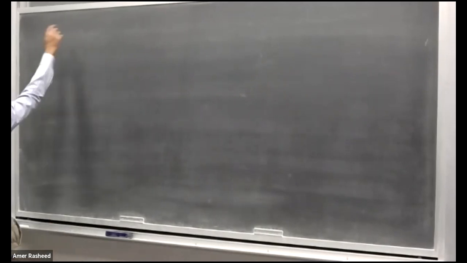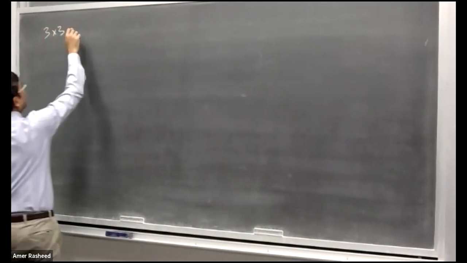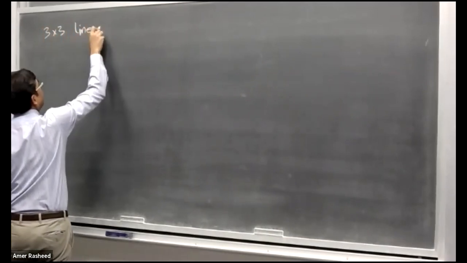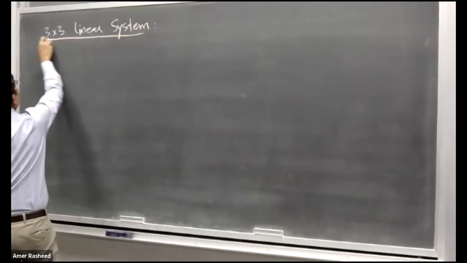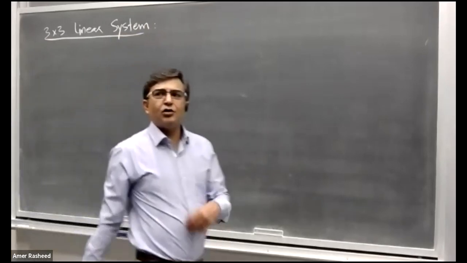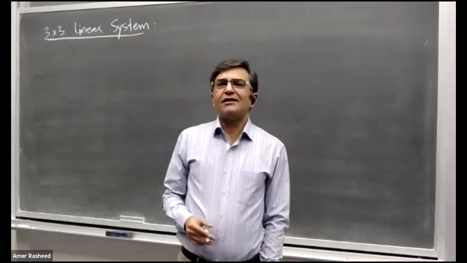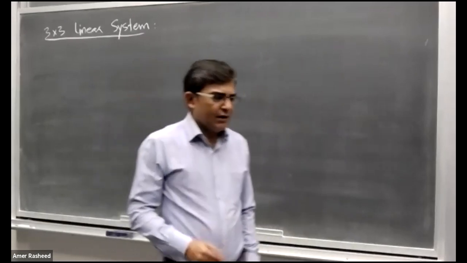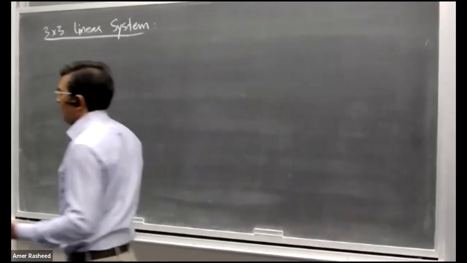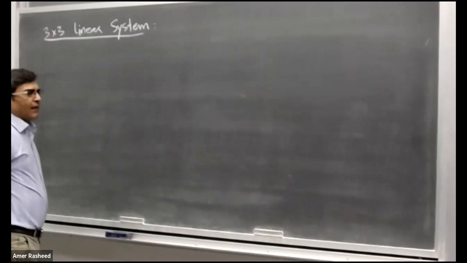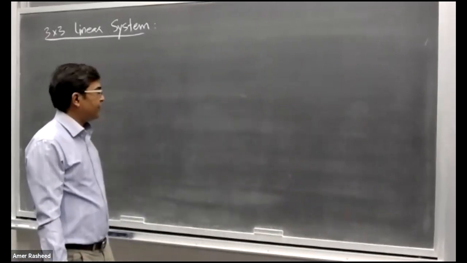So a 3 by 3 linear system, today we are going to discuss this 3 by 3 linear system. 3 by 3 linear system means a linear system which has 3 unknowns and 3 equations. After discussing this, we'll discuss a couple of applications. Where do these systems come from? What are the practical applications of these kinds of systems? We will discuss this in the next lecture.